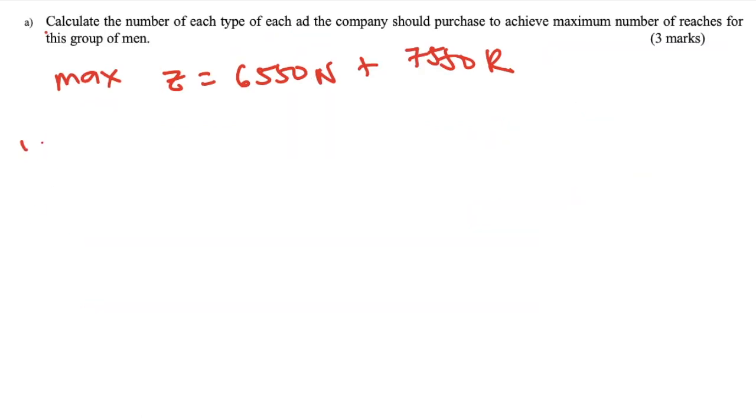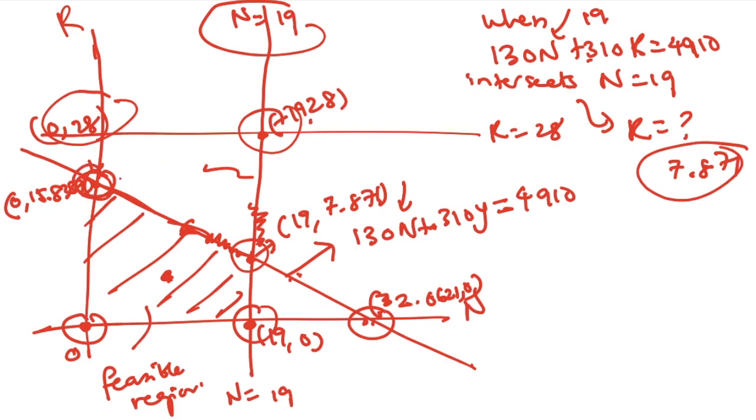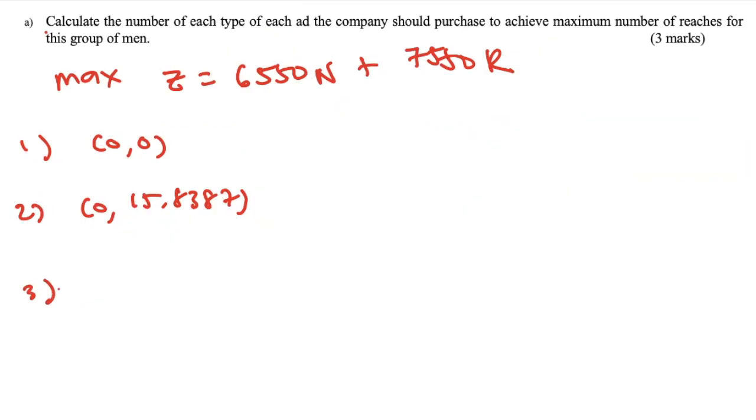So here we have the first possible one, which is 0, 0. The second one, which is 0 and 15.8387. Where is it on the graph? Which is here. Okay, this one. And then the third one is 19 and 7.8. This is the coordinate, yeah? 7098. The fourth one is 19 and 0. So how do you find it?